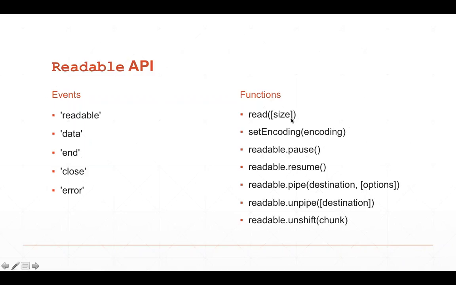Read, you can pass the optional size parameter. You can set the encoding. You can pause, resume, pipe, unpipe. Unshift is an interesting function. It basically allows you to send part of the data back to the stream. So if you're listening to the data events and it turned out that you've read too much, then you can send some data back to the stream so that the next part of your program that's going to work with that stream will start from the right place, right?